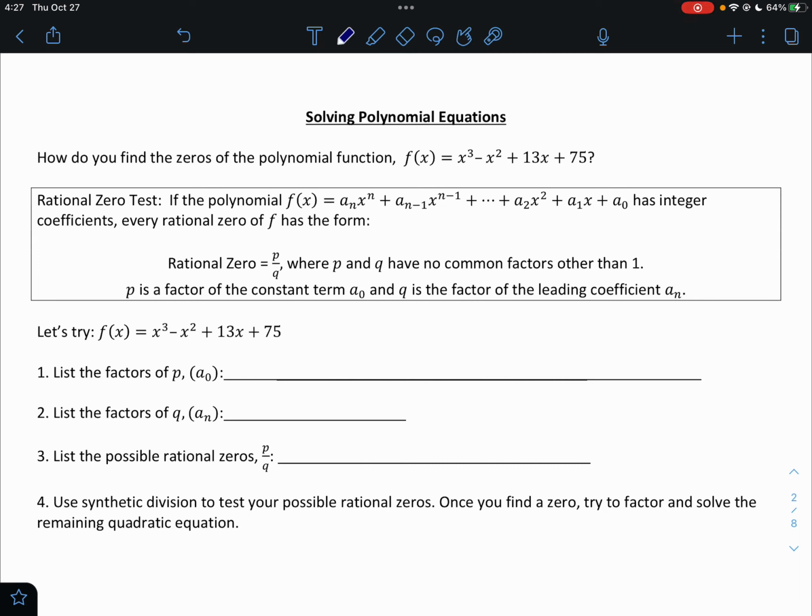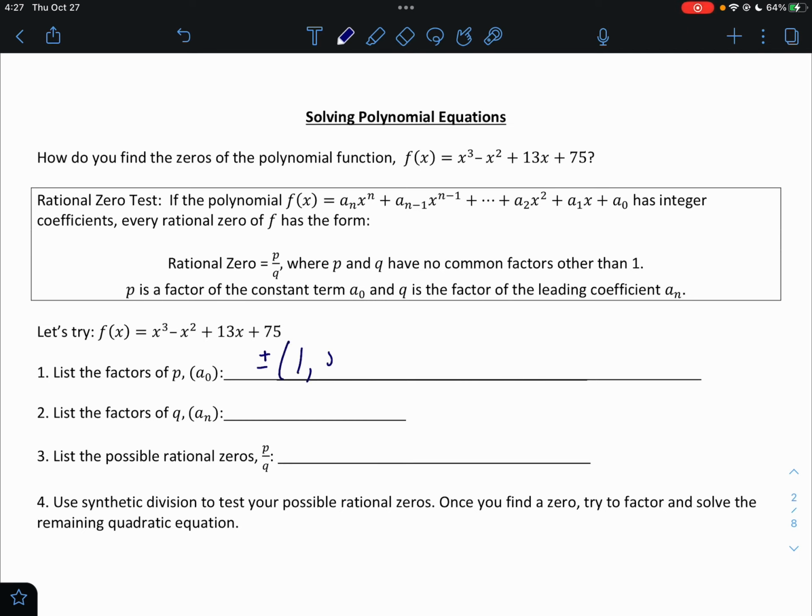What does that mean? Let's take a look at this example. Let's try this f of x function here. The factors of p are the factors of 75. So that would be positive or negative 1, 5, 15, and 75. Can you think of any more? I sure can.